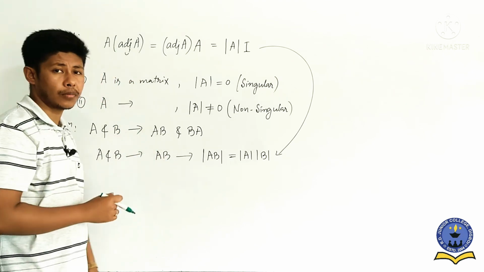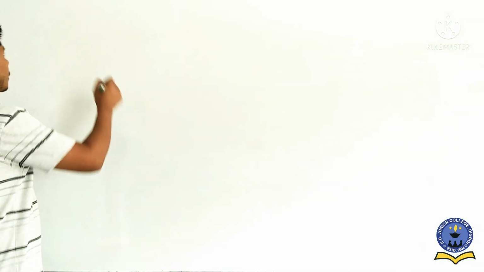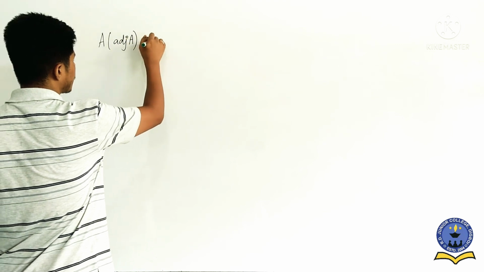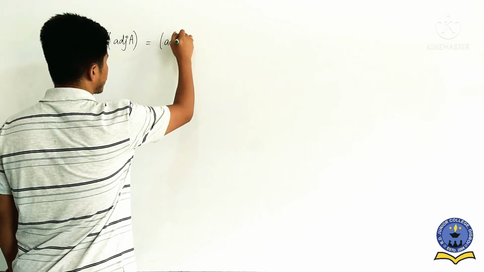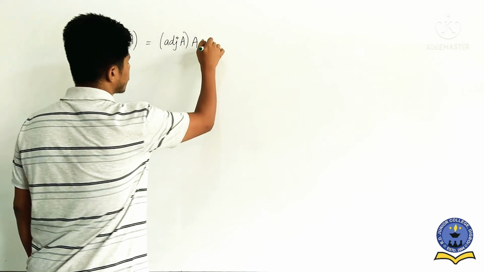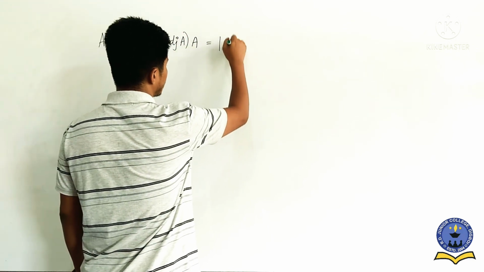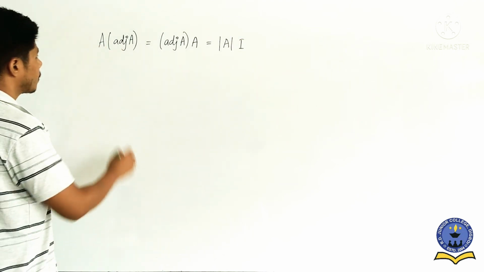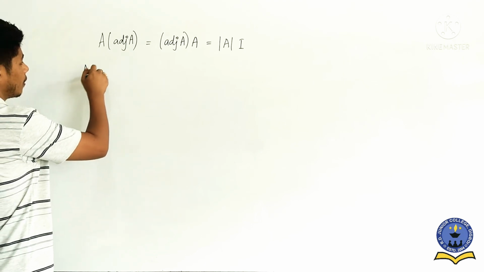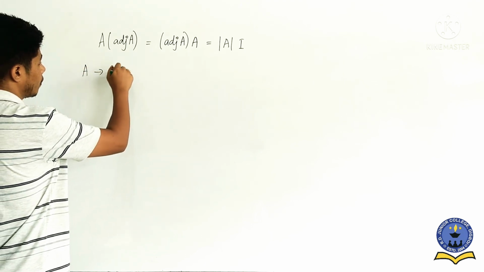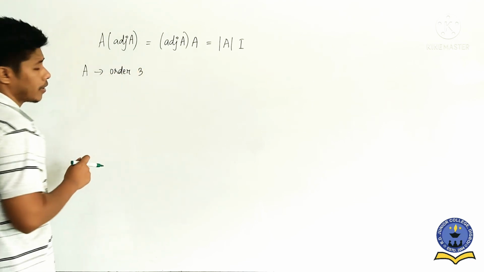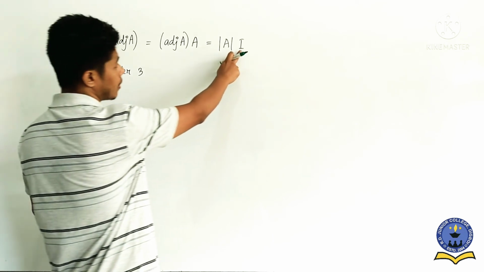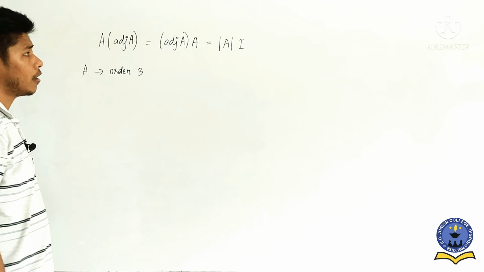Let's see how we can solve this one. We already know this result. Which one? A into adjoint of A, equal to, or we can write adjoint of A into A, equals determinant of A into I. I is what? An identity matrix. Suppose we consider the matrix A to be of order 3. So if A is an order 3 matrix, obviously the identity matrix we also consider of order 3.